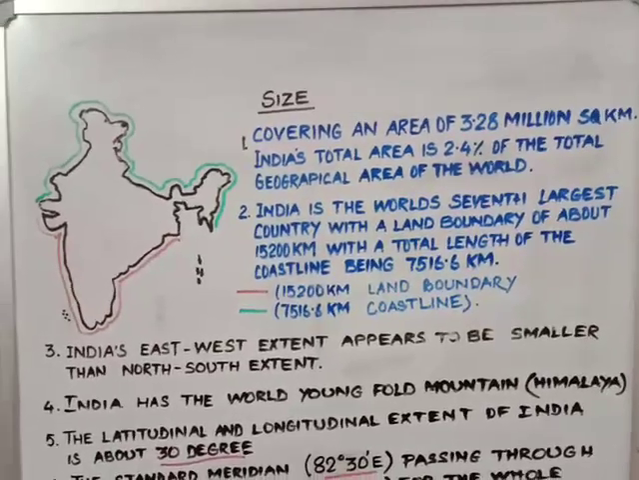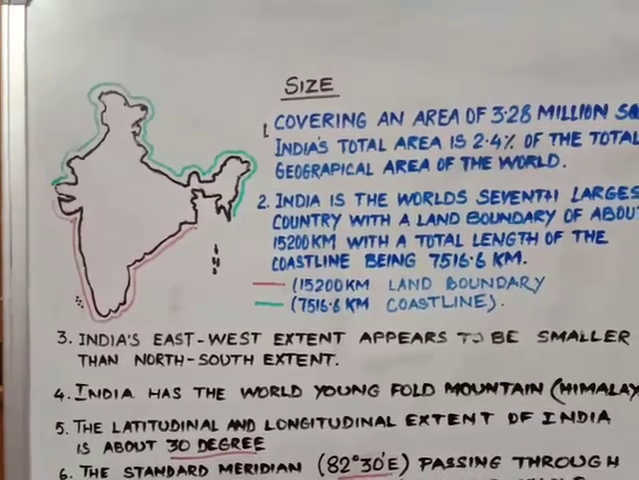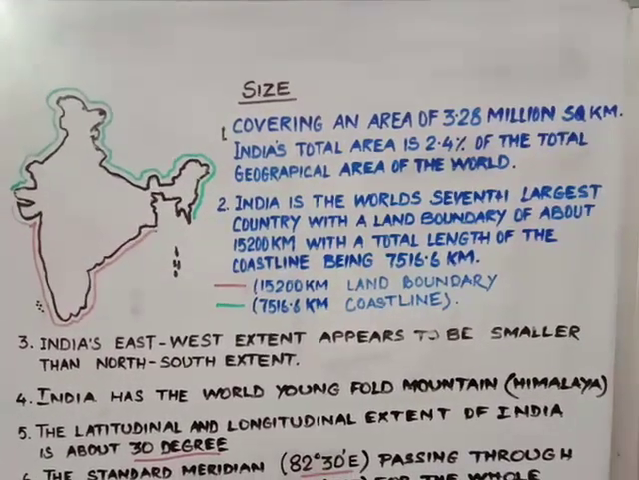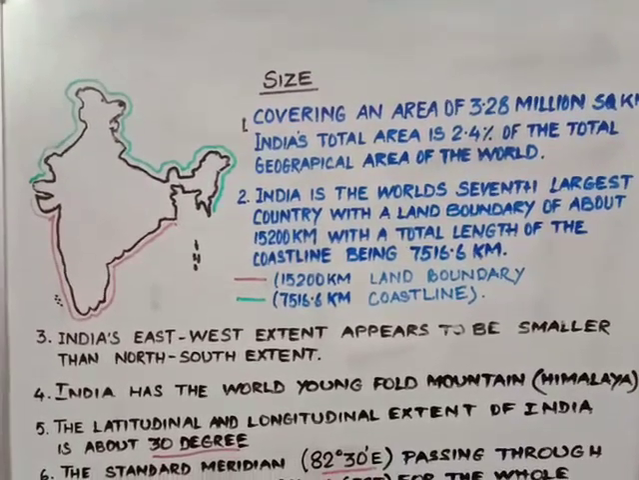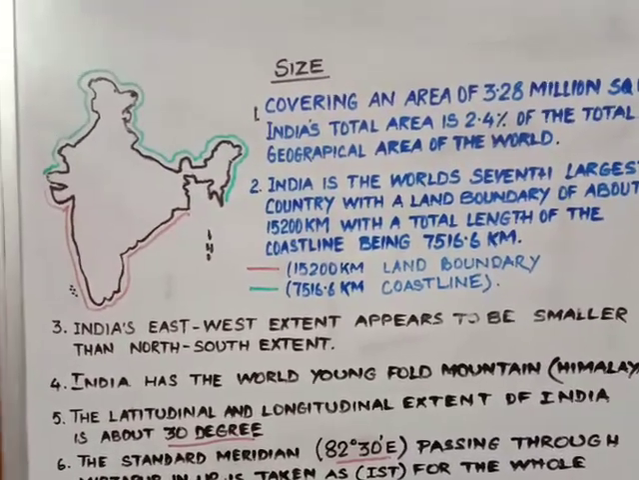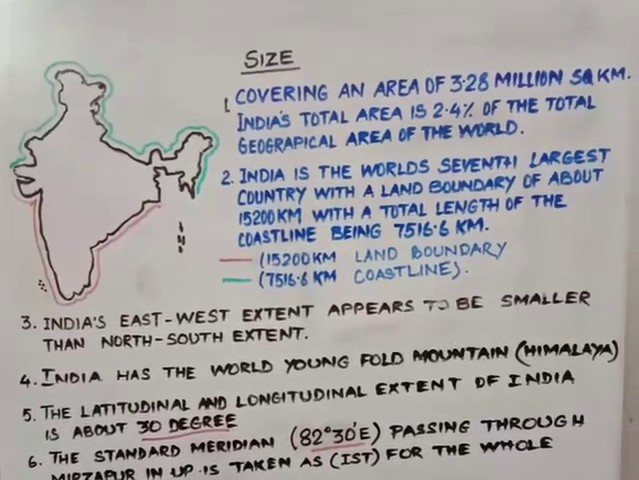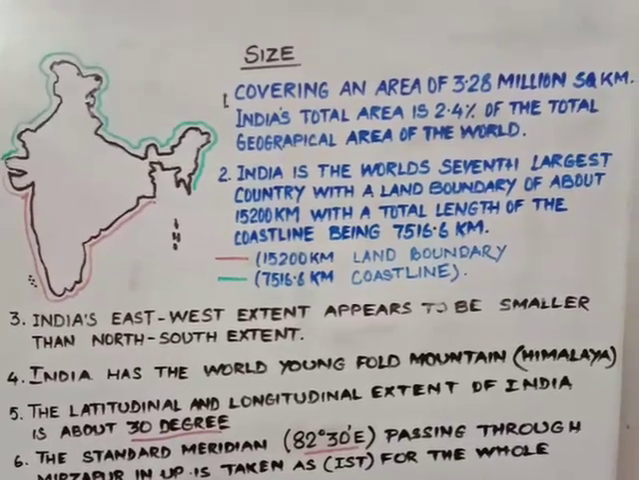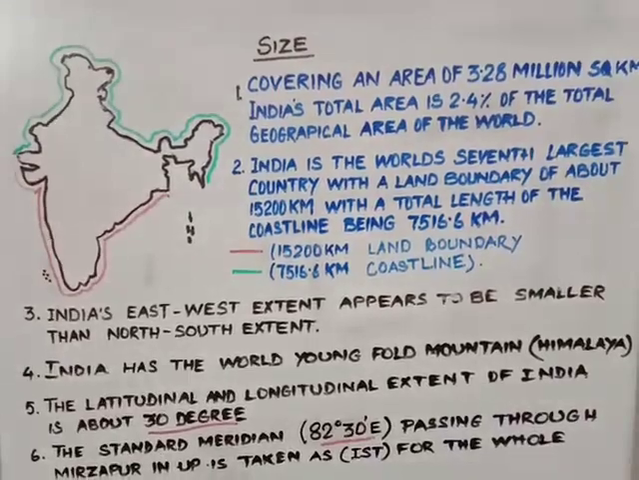Now children, we come to the size of India. Look at the map of India having green boundary and the red boundary line. So India covers an area of 3.28 million square kilometer. India's total area is 2.4% of the total geographical area of the world. That means 3.28 million square kilometer is the area, and that accounts for 2.4% of the geographical area of the world.